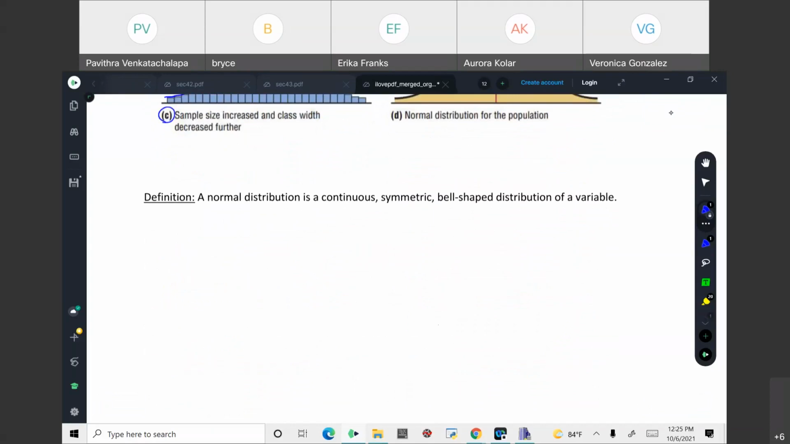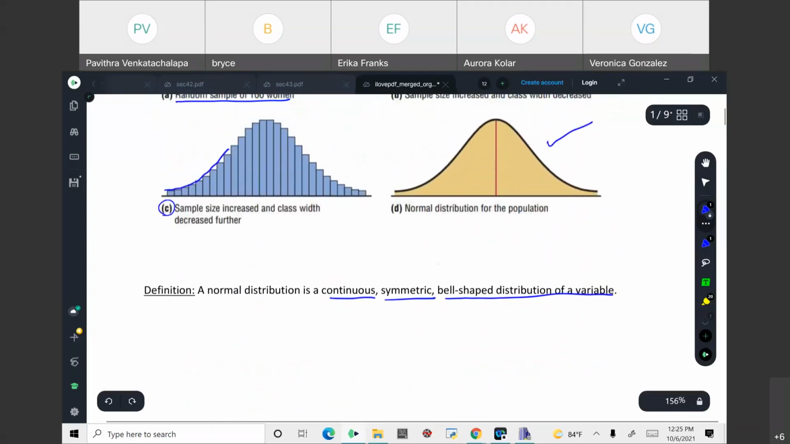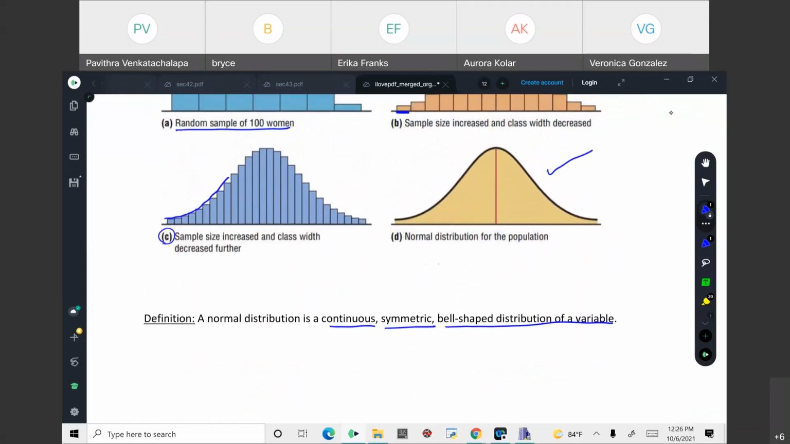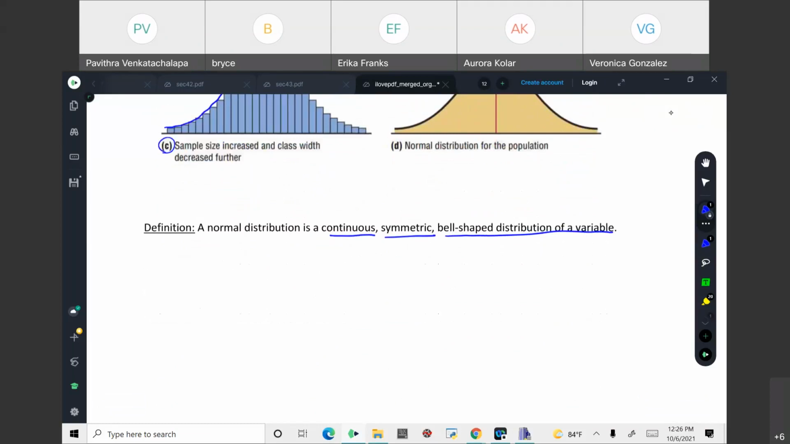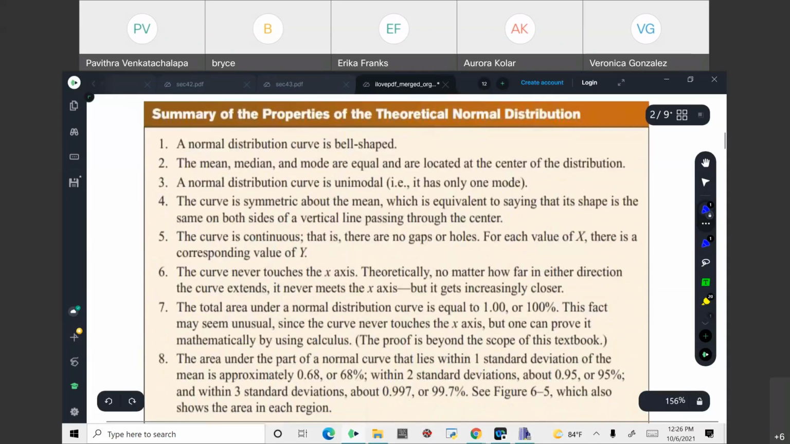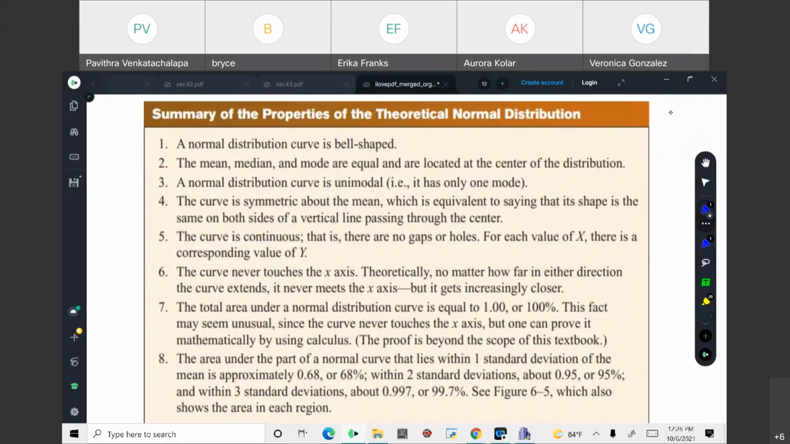Now, definition. A normal distribution is a continuous, symmetric, bell-shaped distribution of a variable. What do I mean by symmetric? That means when you draw a line in the middle, the shape on either side of the line is the same. When the shape is the same on both sides, we call that symmetric. Now, we will learn some properties of normal distribution.